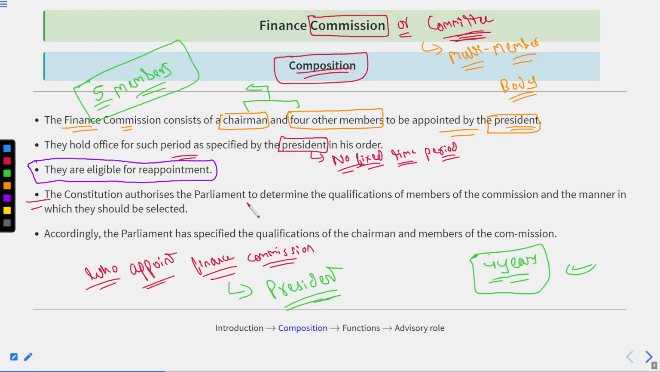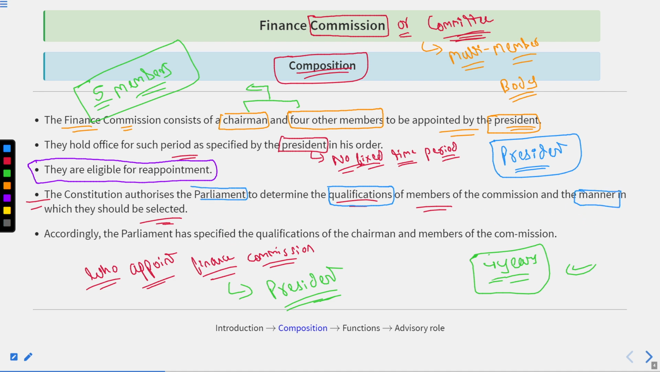The Constitution authorizes the Parliament to determine the qualification of members of the Commission and the manner in which they should be selected. However, the President of India is the one who appoints the members of the Commission. But what should be the qualification to get appointed as a member of Finance Commission, and the manner in which they must be appointed, that part depends upon the Parliament of India. On the basis of this, the President of India is allowed to appoint the person whether as a chairman or the other 4 members.